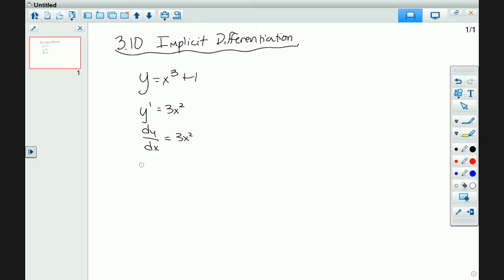Why do I write dy dx? Exactly. He said it. Derivative of y with respect to x. The derivative of y is 1. But it's with respect to x, so I have to write dy dx. Okay? If I wanted to be technically and perfectly clear, I could do this.